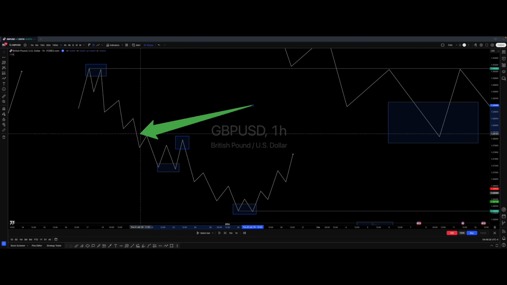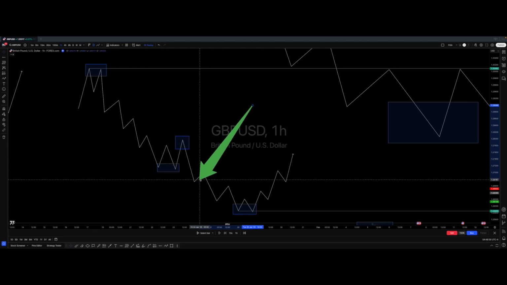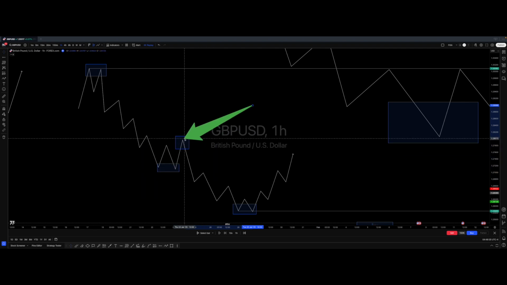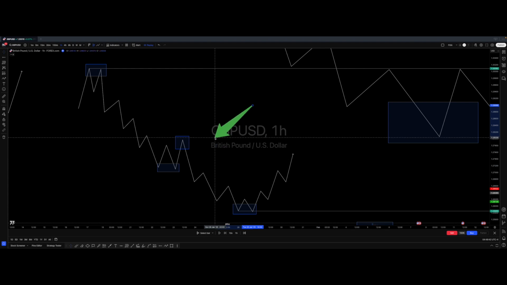Above here, below here, these are all orders, and orders, liquidity, whatever you want to call it. It's all the same stuff. You can call it market orders, you can call it liquidity, whatever. It's all the same stuff. Don't let the fancy names fool you. It's all the same stuff.